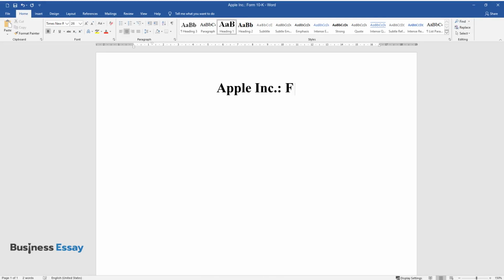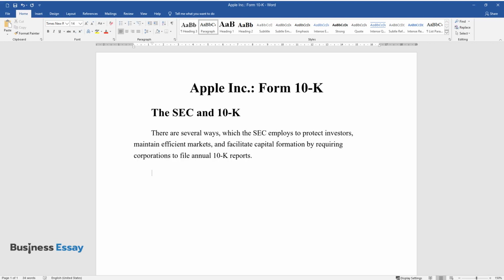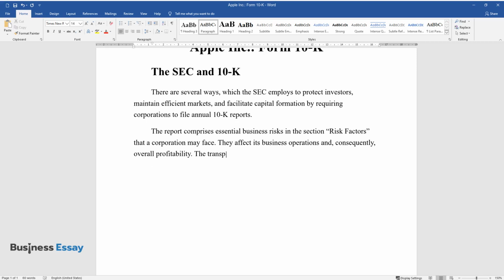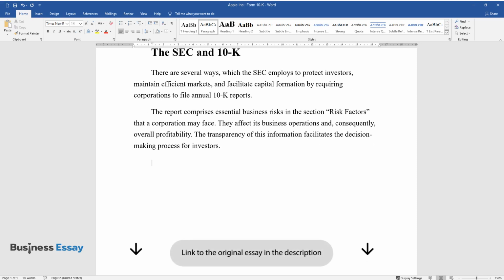Apple Incorporated, Form 10-K. The SEC and 10-K. There are several ways which the SEC employs to protect investors, maintain efficient markets, and facilitate capital formation by requiring corporations to file annual 10-K reports. The report comprises essential business risks in the section risk factors that a corporation may face. They affect its business operations and, consequently, overall profitability. The transparency of this information facilitates the decision-making process for investors.